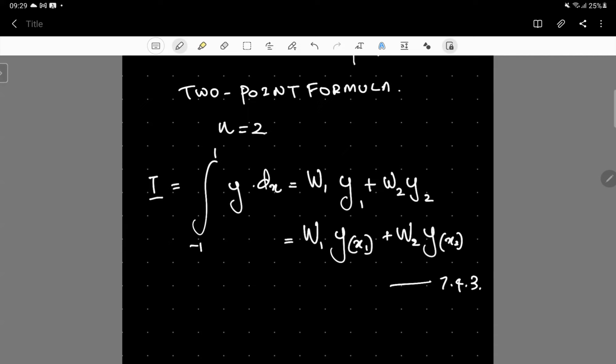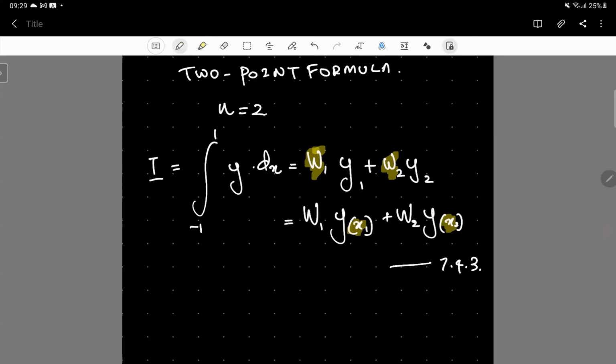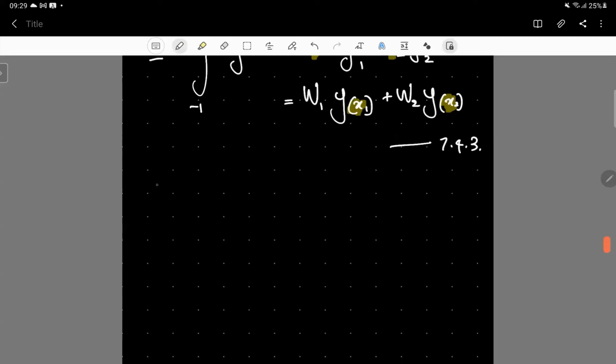So you can see there are 4 unknowns: W1, W2, x1, and x2 are not known. Since there are 4 unknowns, let's assume a cubic function for y in the following way. We can assume y to be equal to, let's say, C naught, plus further terms, a cubic function to represent y.